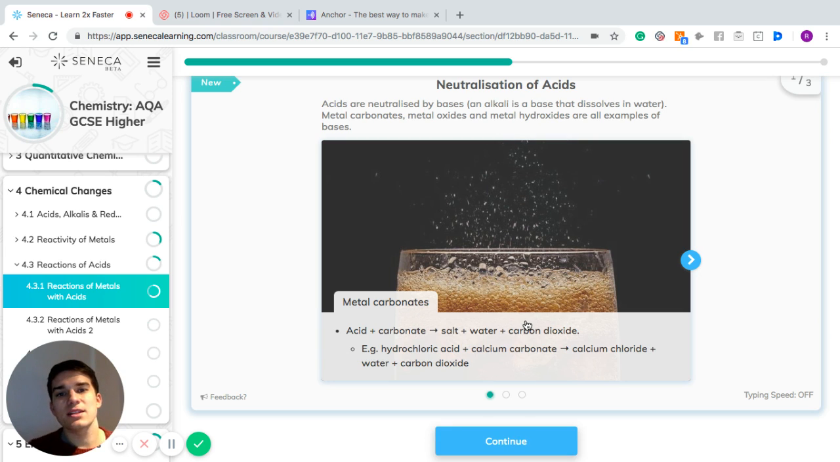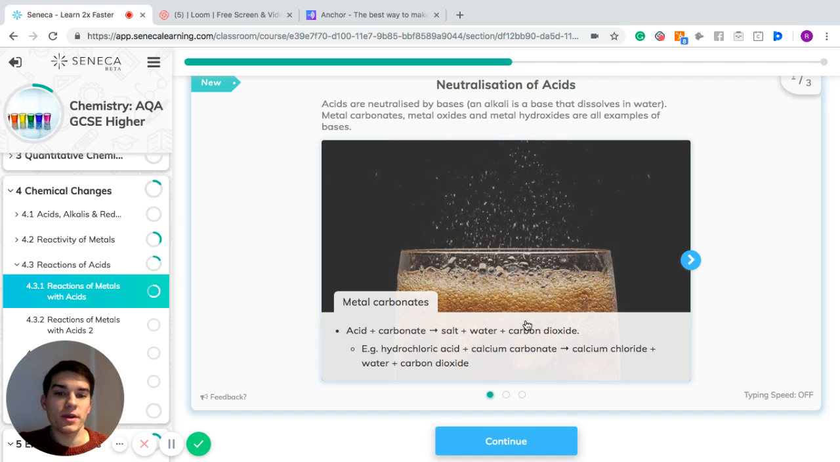Now, when acids are neutralized by bases, and a base is just an alkali that's dissolved in water, metal carbonates, metal oxides, and metal hydroxides are the sort of things that we can use to do that neutralization. So, start off with metal carbonates. If you add a carbonate to an acid, what you get formed is salt, water, and carbon dioxide.